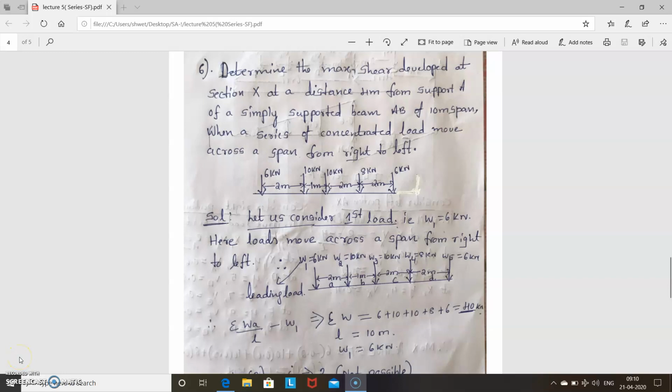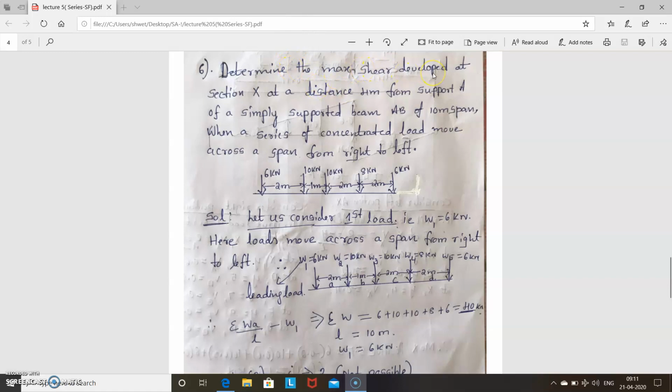Hello everyone. In yesterday's lecture, I solved one problem on a series of concentrated loads moving from left to right. Today we'll see what happens if the loads move from right to left. Okay, so take this problem.